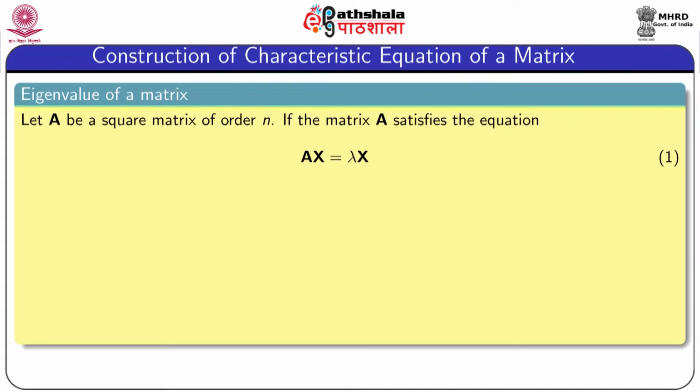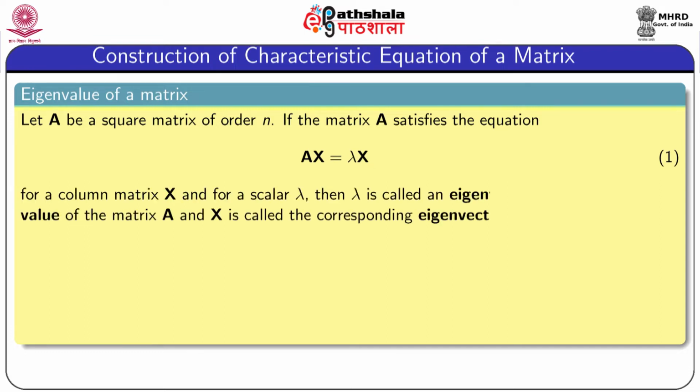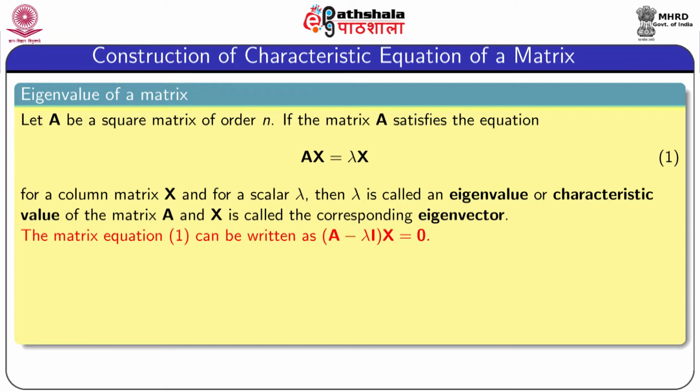Let A be a square matrix of order n. If the matrix A satisfies the equation Ax equal to lambda x, that means equation 1, for a column matrix x and for a scalar lambda, where lambda may be a real number or a complex number, then lambda is called an eigenvalue or characteristic value of the matrix A and the vector x is called the corresponding eigenvector. The equation 1 can be written as (A minus lambda I) x equal to 0, where 0 is the null vector.